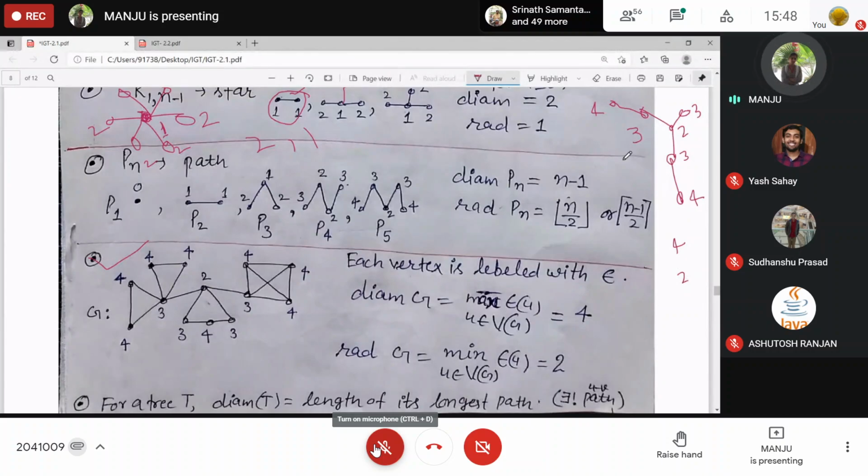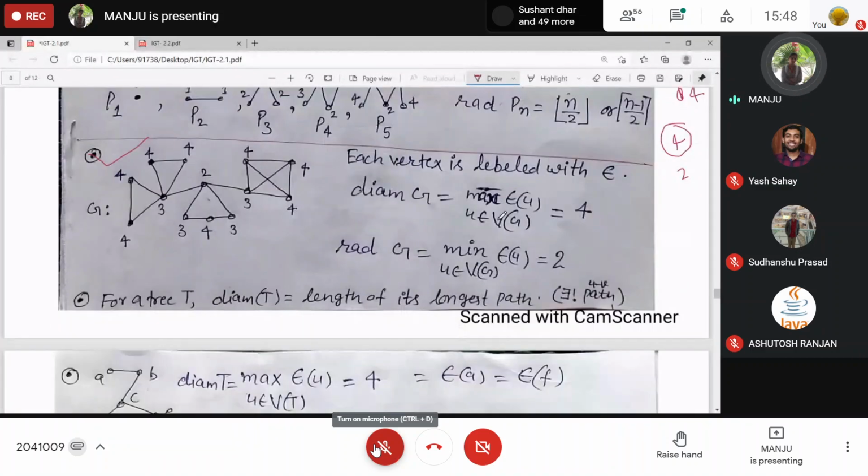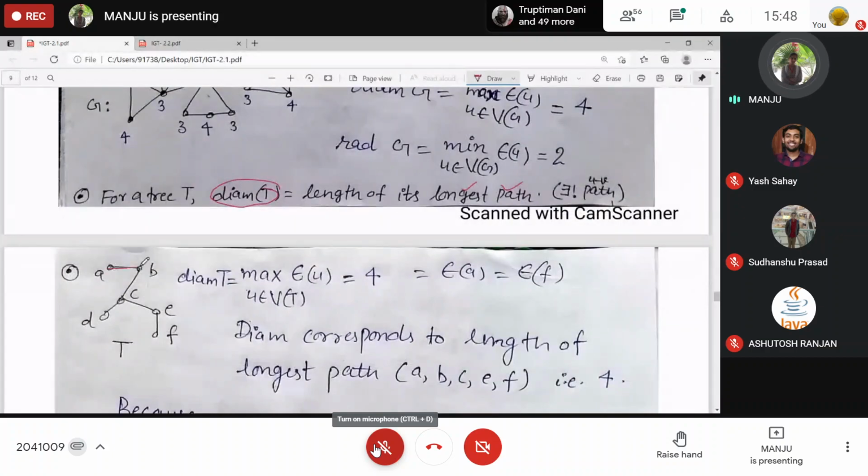So in a tree, you can just find the longest possible path, and that will give you the diameter. Why is it so? There exists a unique path between any two vertices. Whenever it is a non-cyclic connected graph, you can only find the longest possible path. So the length of the longest possible path will give you the diameter of the tree. For example, in this one, the longest possible path is this one, right?